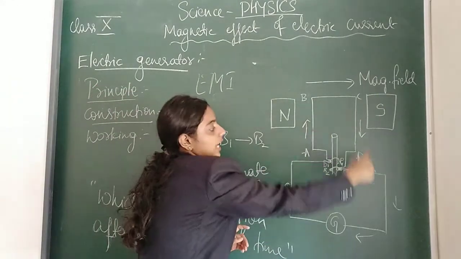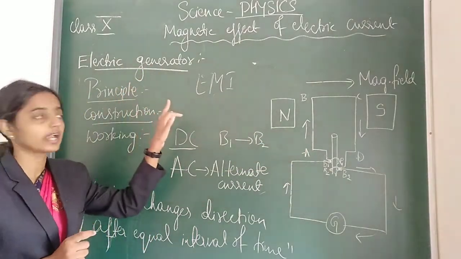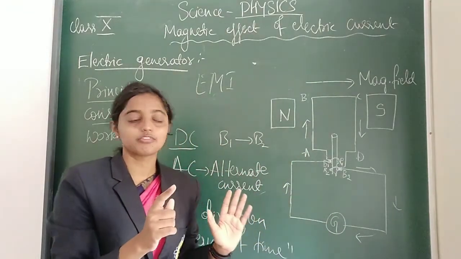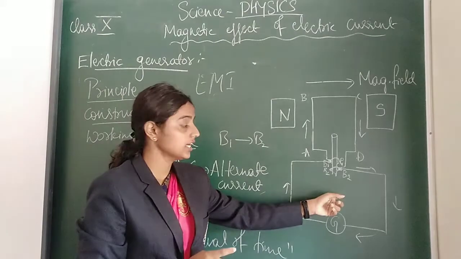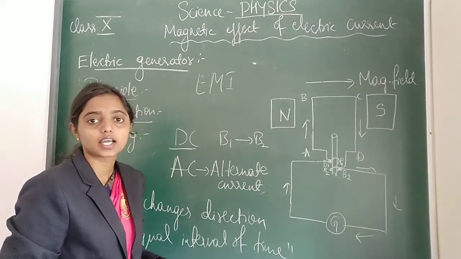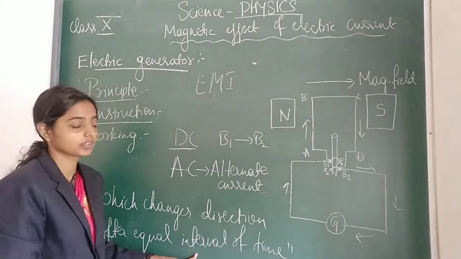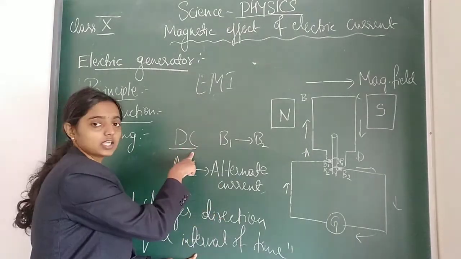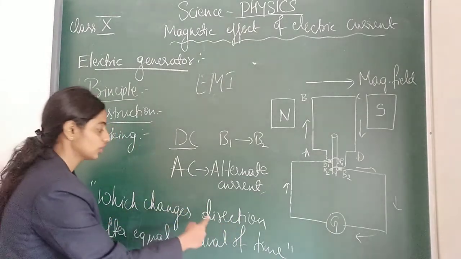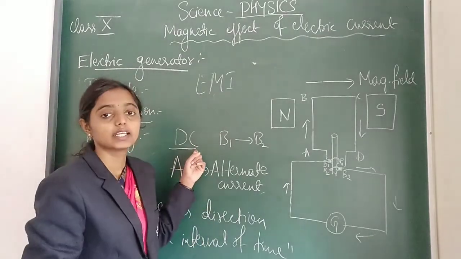So whatever diagram we have drawn on the board now, this diagram will represent, if they ask you to write the labelled diagram for electric generator, you should write the same one. If they ask to write the labelled diagram for alternating current, you should write the same diagram. But here I have one more term, that is direct current. What I told, which changes direction after equal interval of time, is called AC. But DC does not change its direction after any interval of time, and is called direct current.